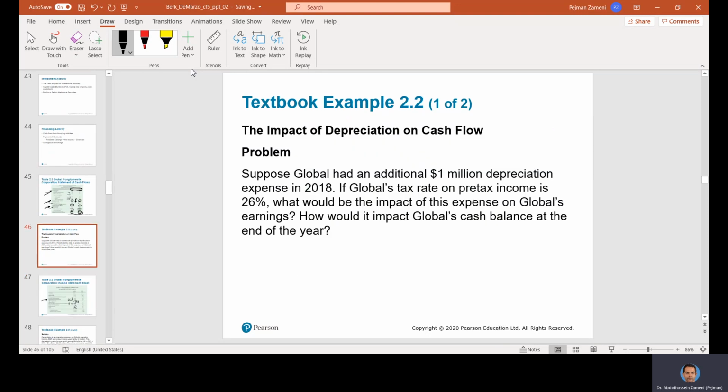An example: suppose Global had an additional $1 million depreciation expense in 2018. If Global's tax rate on pre-tax income is 26%, what would be the impact of this expense on Global's earnings? How would it impact Global's cash balance at the end of the year? Depreciation is a non-cash item. It should be added to the operating activity.